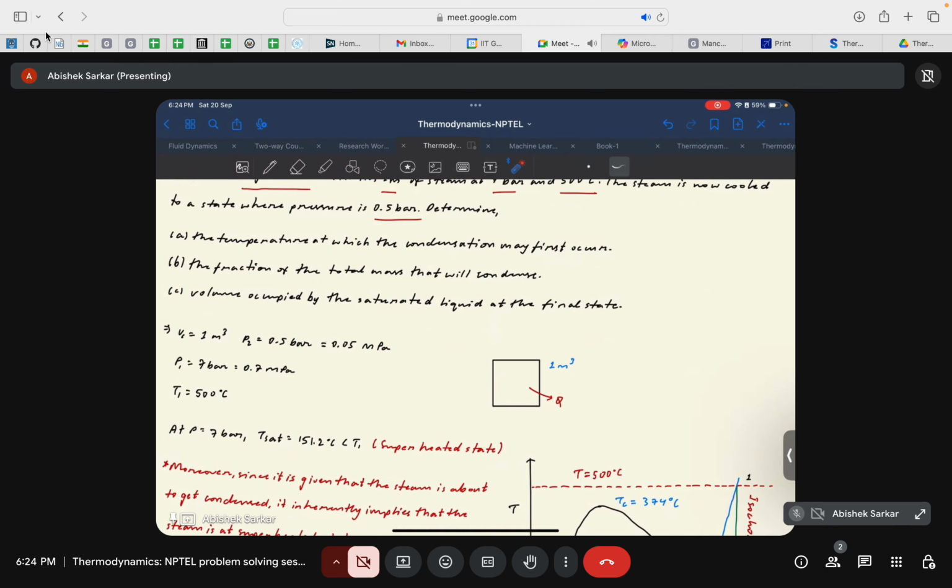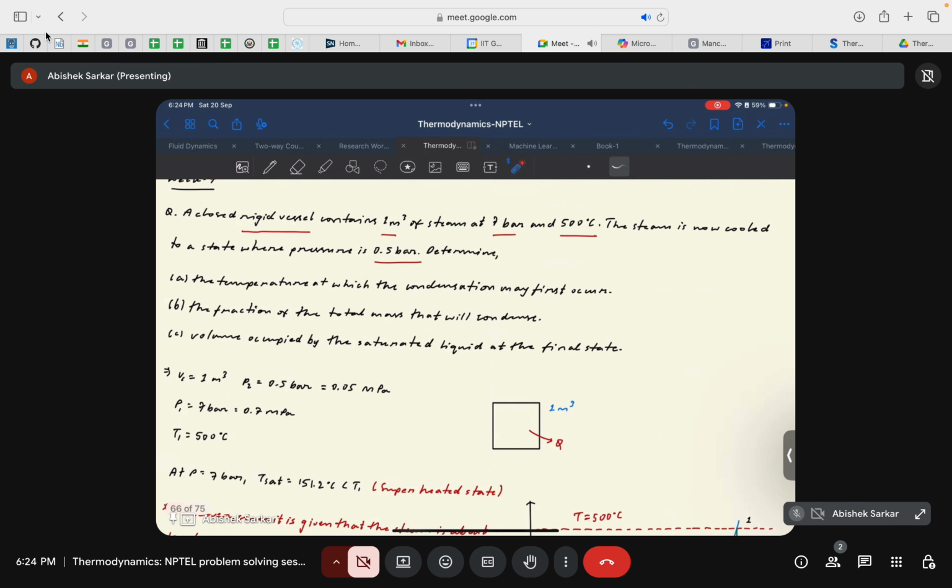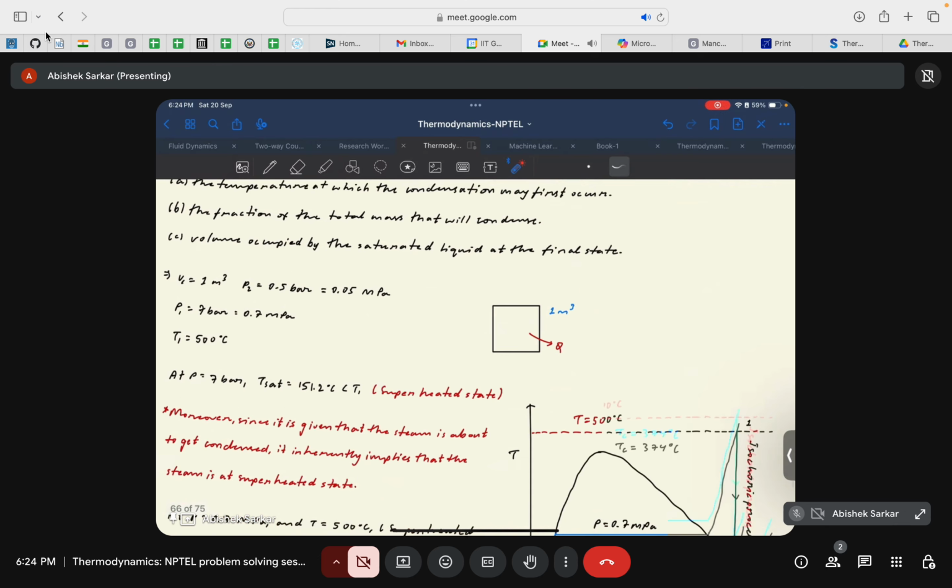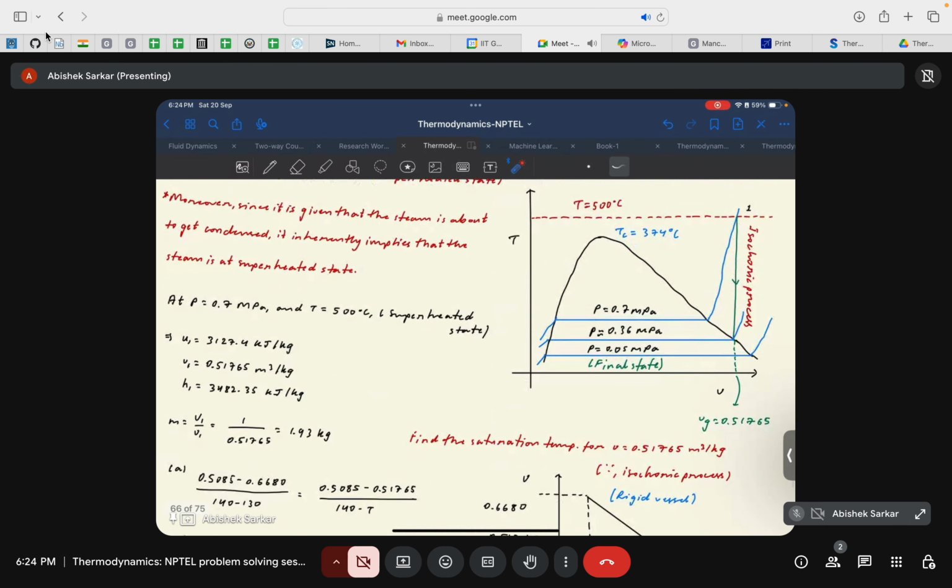The task is to find the fraction of mass that will condense. So it implies that after this process occurred, that is, the steam has cooled from 7 bar to a pressure of 0.5 bar. Find the fraction of mass of steam that will condense. So the second process can be shown as here, that is this line.